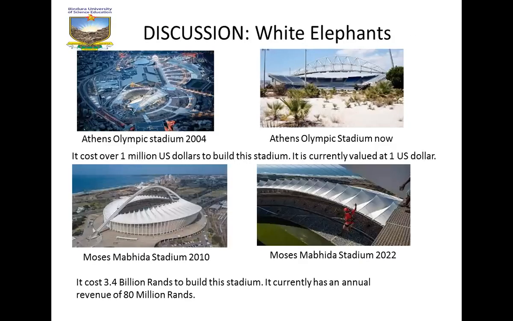And then we had a very interesting and long discussion on white elephants, identifying particularly those two: Athens Stadium and Moses Mabhida Stadium. I think we also spoke about the DHL Stadium, which is Cape Town Stadium, and some of the interesting aspects and how they can be overcome.